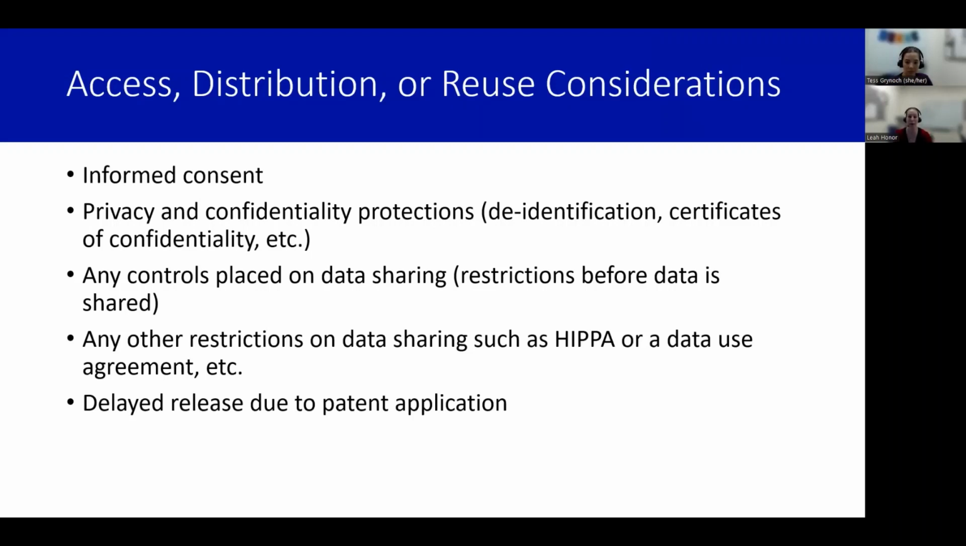What measures will be taken to protect the privacy and confidentiality of participants, such as any de-identification measures? And will any controls be put in place to access the scientific data derived from humans? Will any future data users need approval from the repository to access the data? Restrictions to data sharing, such as HIPAA or data use agreements you may have signed or need to sign to use the data for research.